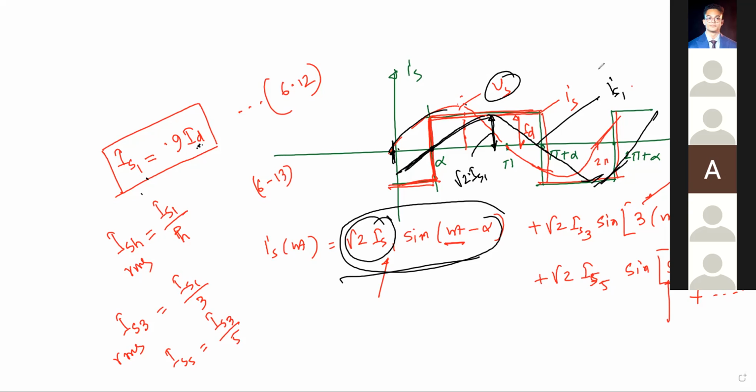Alpha is the firing angle, and it is also your displacement angle. If you remember, did I define displacement angle? The displacement angle is defined as the angle between the sinusoidal input voltage and the fundamental component of the current. So that is your alpha. So displacement angle phi will be your alpha. Okay, now figure 6.8. Let me go back to the book. I'm sharing the book now, okay?